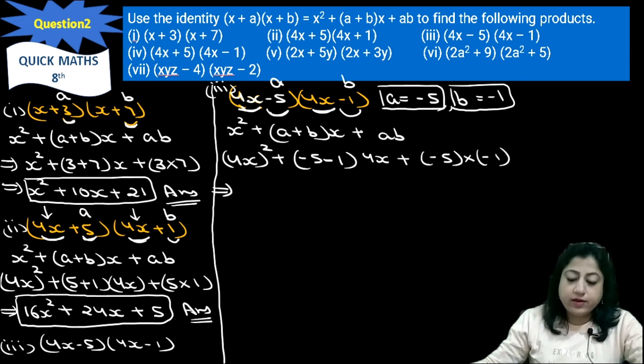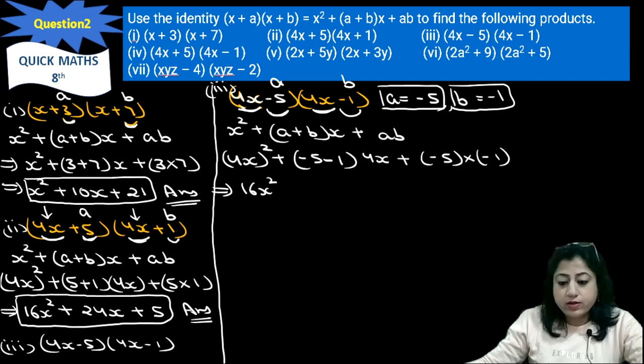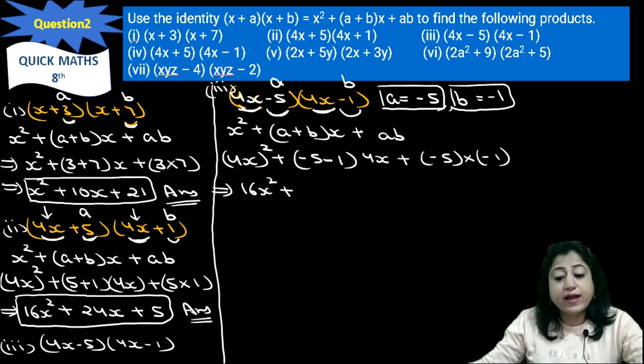So it will be now 4x whole square. 4 square is 16 and x square. Now in this case, minus 5 minus 1, same sign means addition. So same sign means addition. 5 and 1, 6, and along with 6, the sign will be of the higher number. Now the higher number, the greater number, is 5. So along with 5, there is a sign minus. So we will write minus 6.